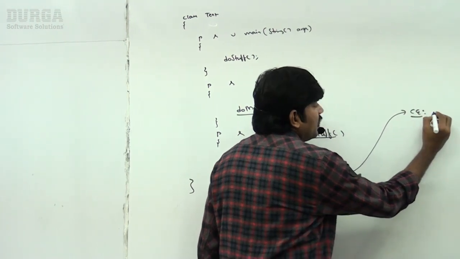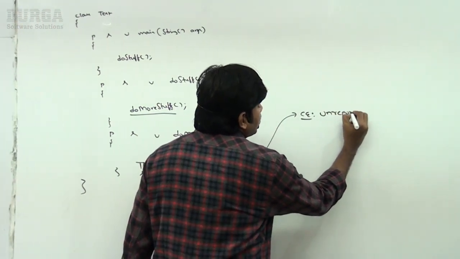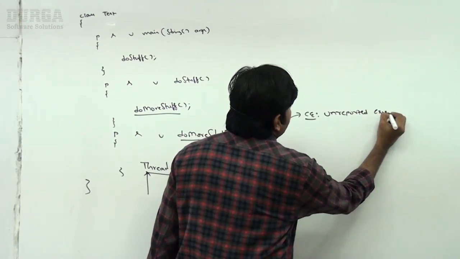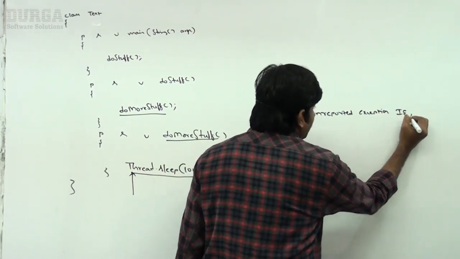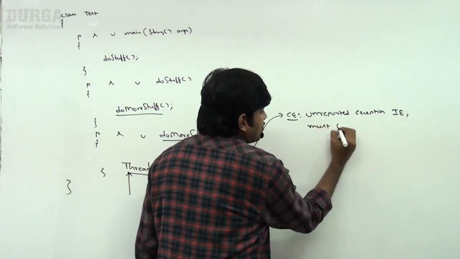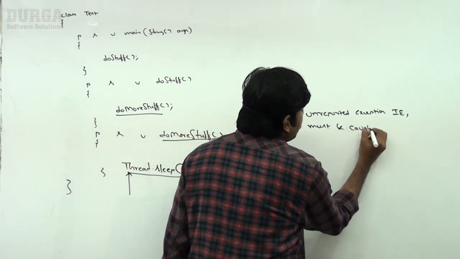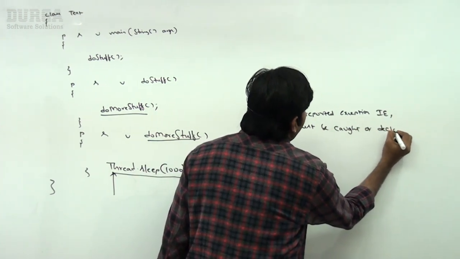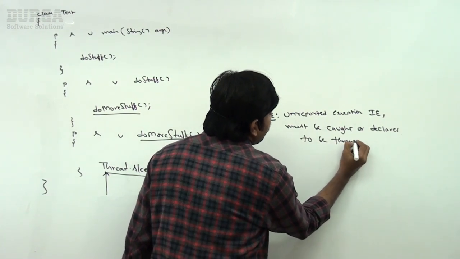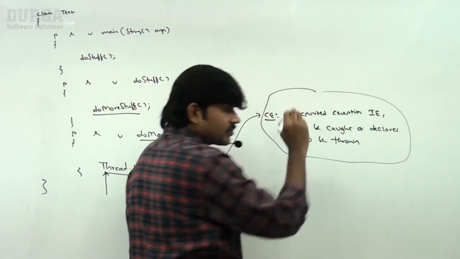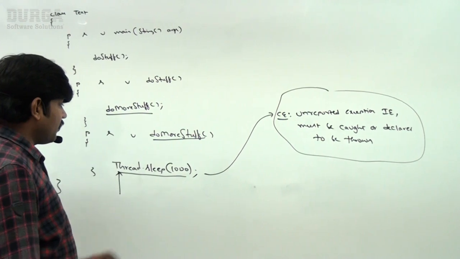Can you please spell out the error? Unreported exception InterruptedException must be caught or declared to be thrown. This is the compile time error we are going to get. This itself is the compile time error, right?